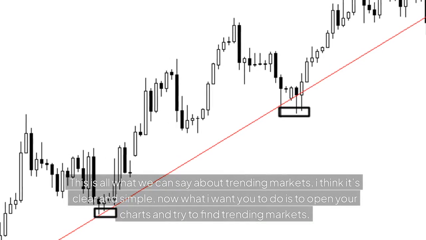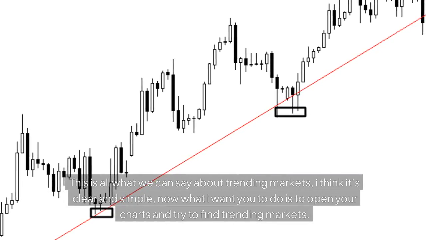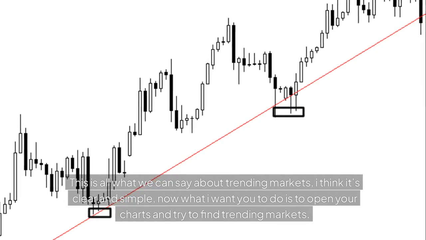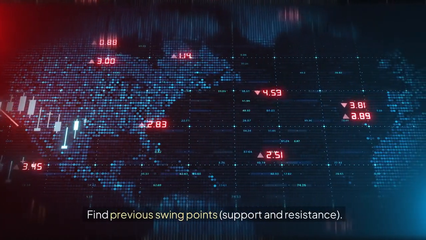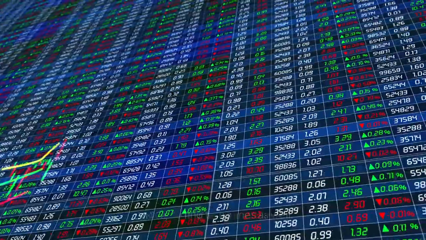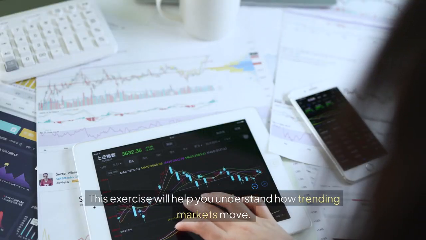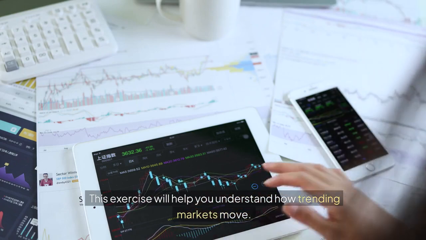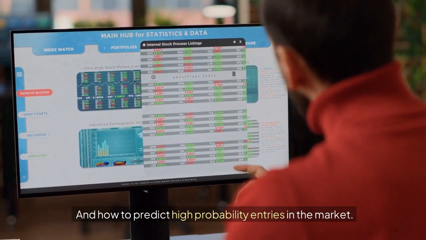This is all we can say about trending markets. I think it's clear and simple. Now what I want you to do is to open your charts and try to find trending markets. Find previous swing points, support and resistance. And try to find trend lines as well. This exercise will help you understand how trending markets move and how to predict high probability entries in the market.